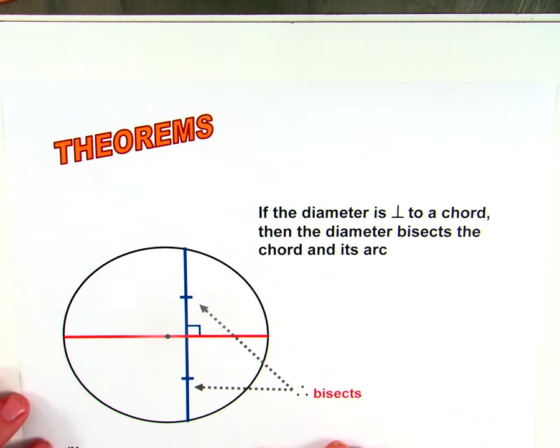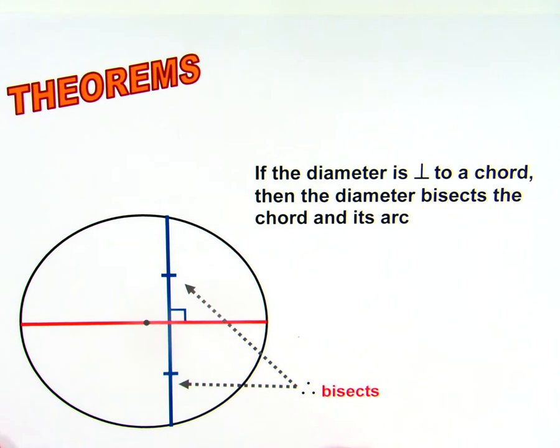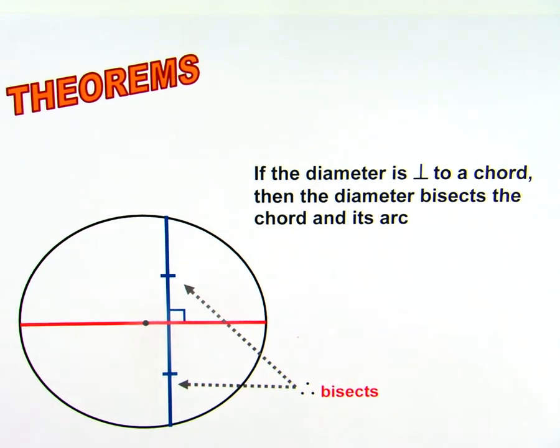So that's if the diameter is perpendicular to a chord, then the diameter bisects the chord and its arc.